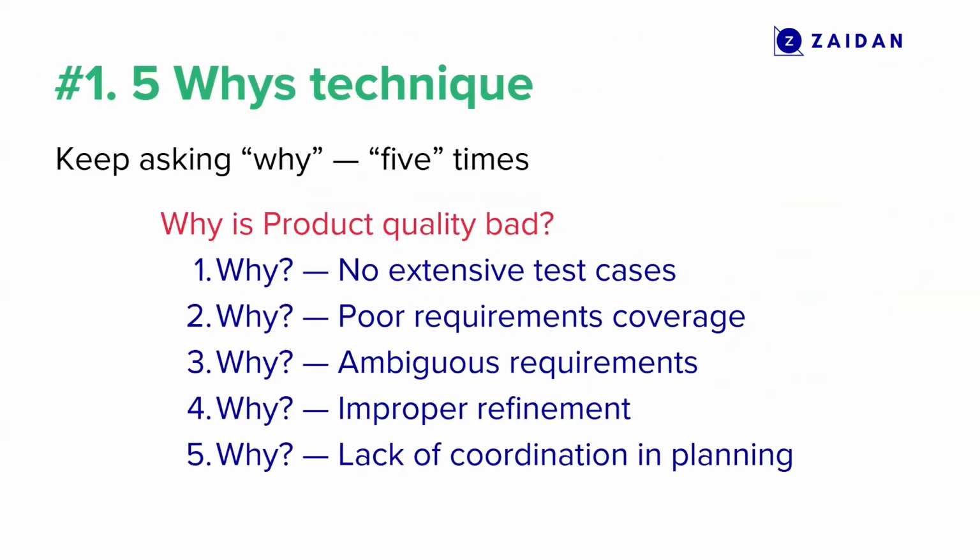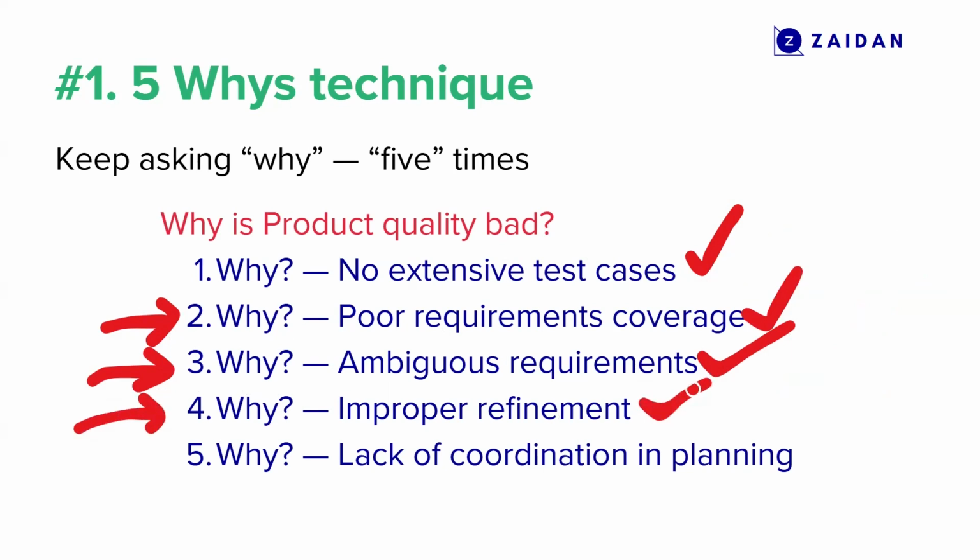Keep asking why 5 times. Why is the product quality bad? The first why, the answer is no extensive test cases. And then the next why, why are there no extensive test cases? And the answer seems to be poor requirements coverage. The next why, poor requirements coverage? Ambiguous requirements. Why ambiguous requirements? Improper refinement. Why improper refinement? Lack of coordination in planning. You will keep on asking why until you get the answer. Statistics say 80% of the time you get your answer within the third why.